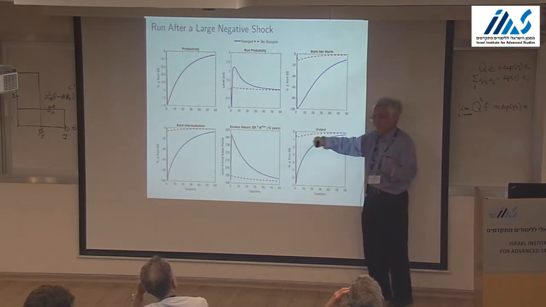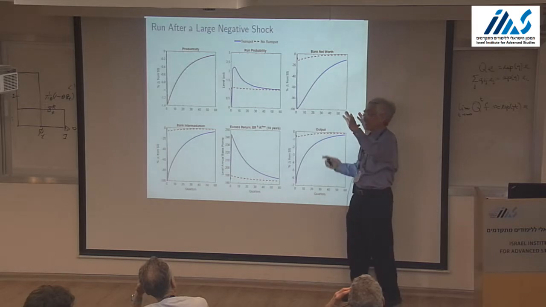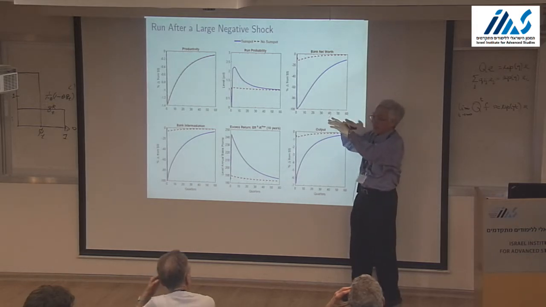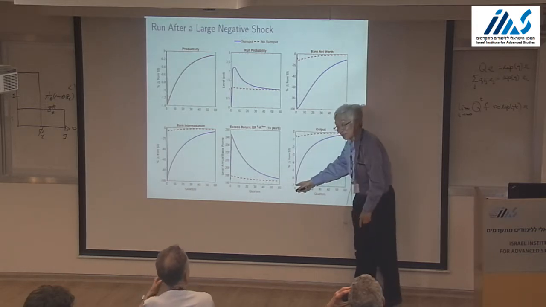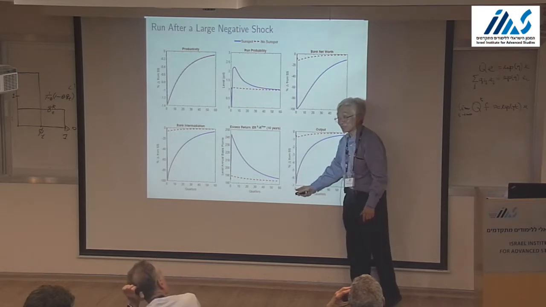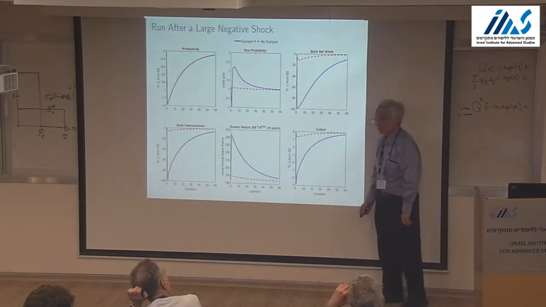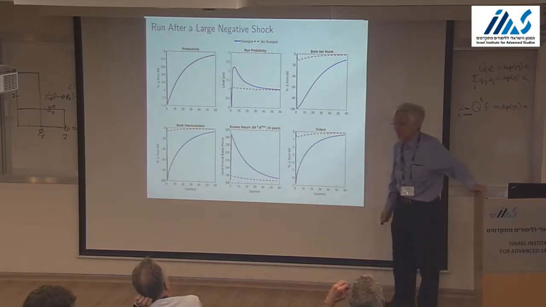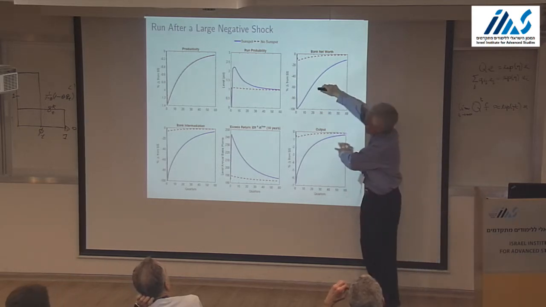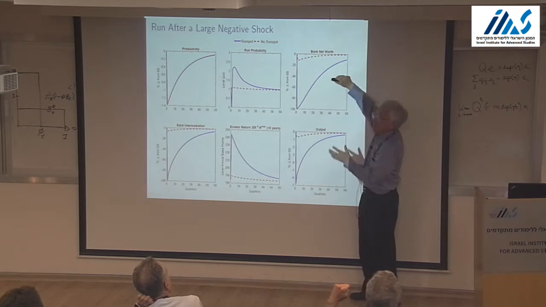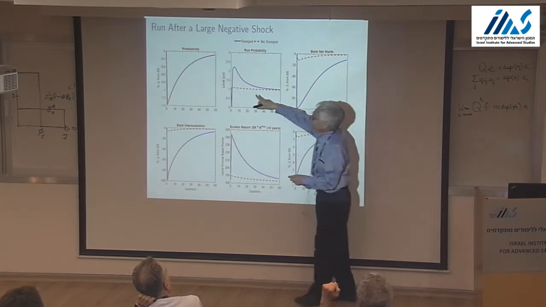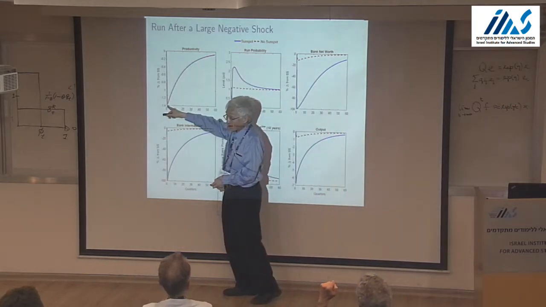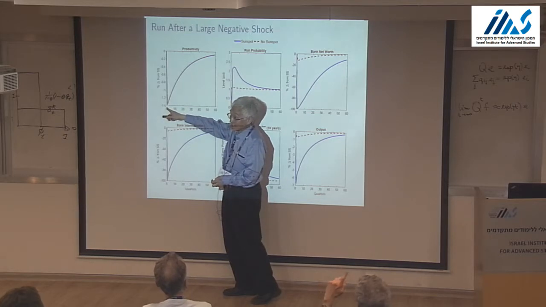This is a quadratic management cost, which normally is not that big a deal, but if it really collapses, it does collapse. So output loss can be as big as 7%. So this is the bank run triggered by the sizable productivity shock.